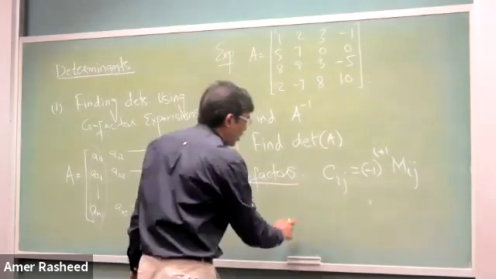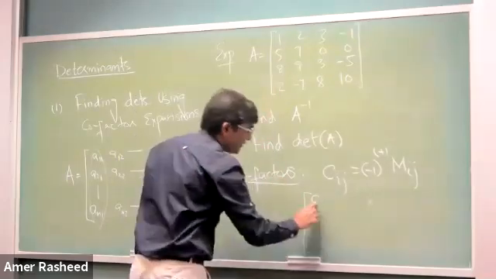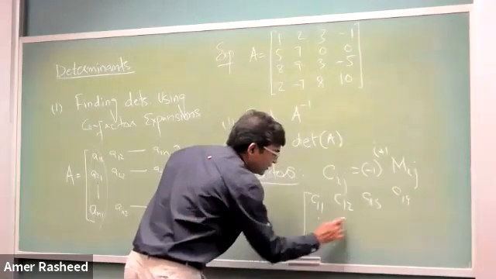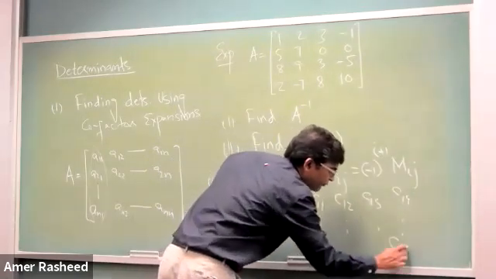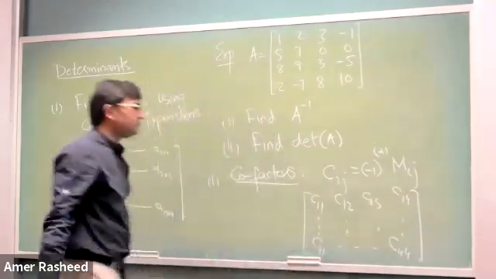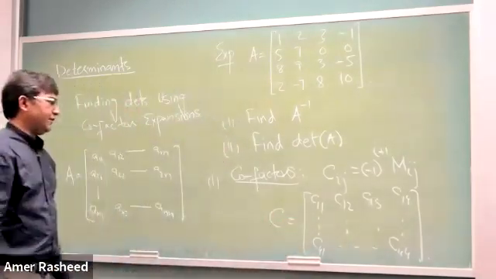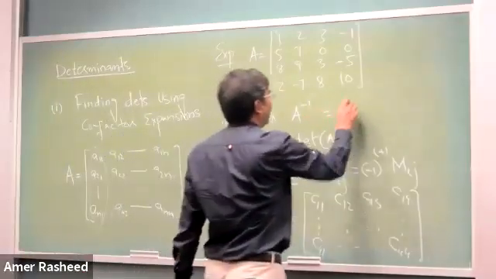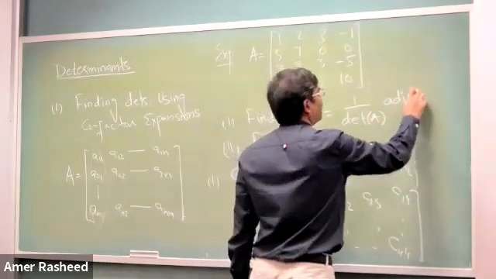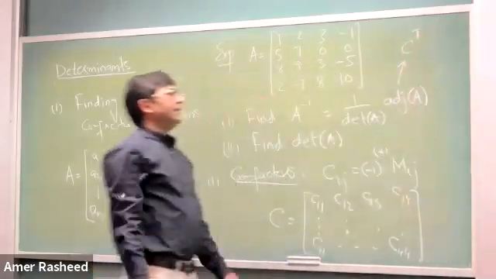So you calculate all the cofactors for the given matrix: C11, C12, C13, C14, and so on. The last one is C44. Here you have C41. This matrix is called the C matrix, the matrix of cofactors. Now, A inverse is 1 over determinant of A times adjoint of A. What is the adjoint of A? Adjoint of A is the transpose of the cofactor matrix.